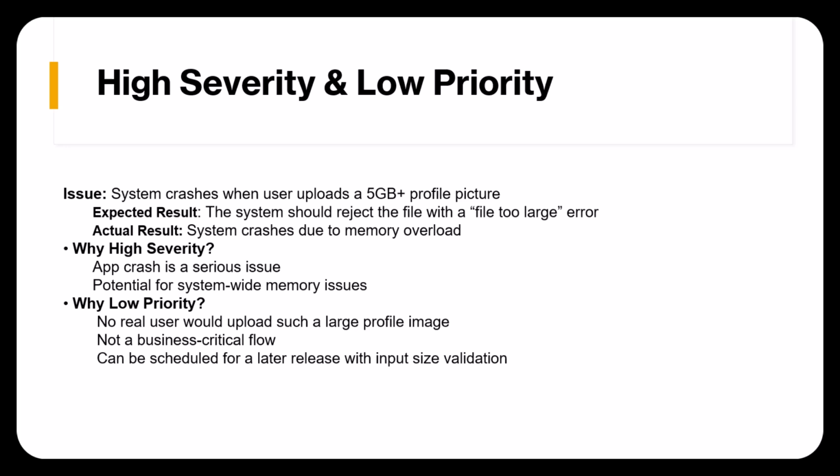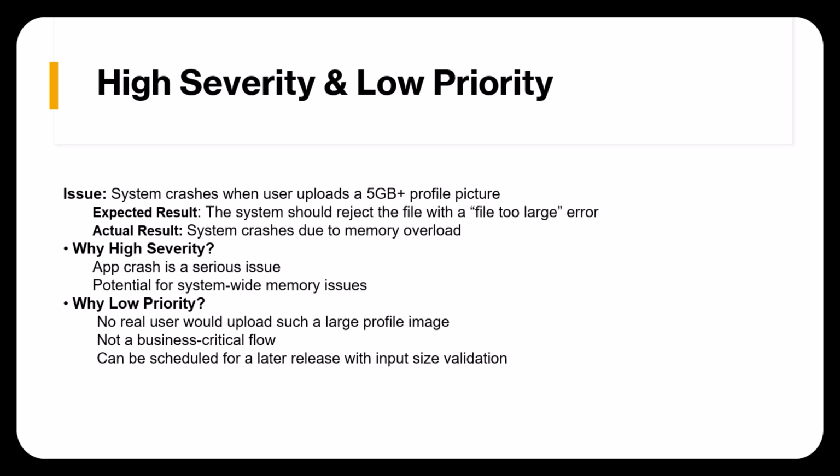Another example I'm going to give: suppose a button is misaligned. The severity is very low because this is purely a cosmetic bug and it does not affect the functionality of the website. You can still complete the checkout process without any issue. As it is not affecting the main feature, its severity is very low, but the priority is high.